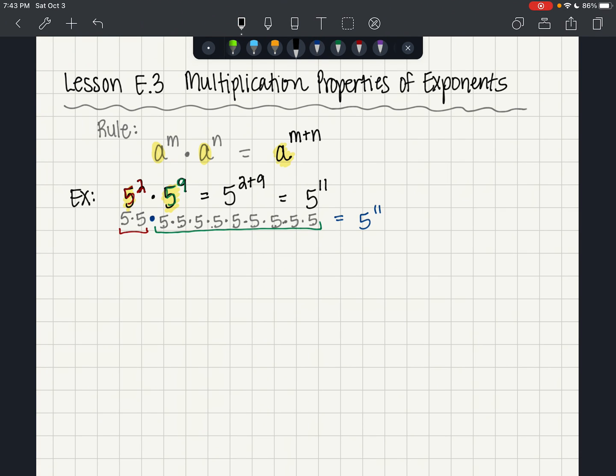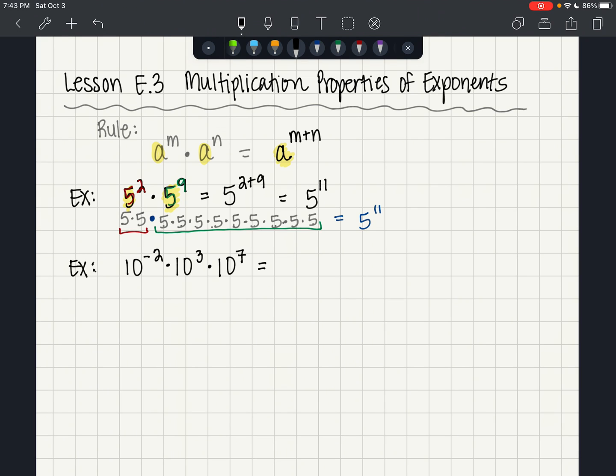I can't stress that enough, because there will be a time where you try to change the base. Maybe not all of you, but there's someone out there that's going to want to change the base. The base stays the same.